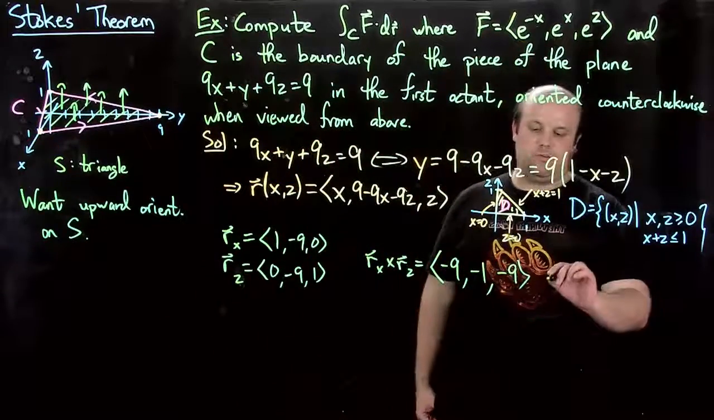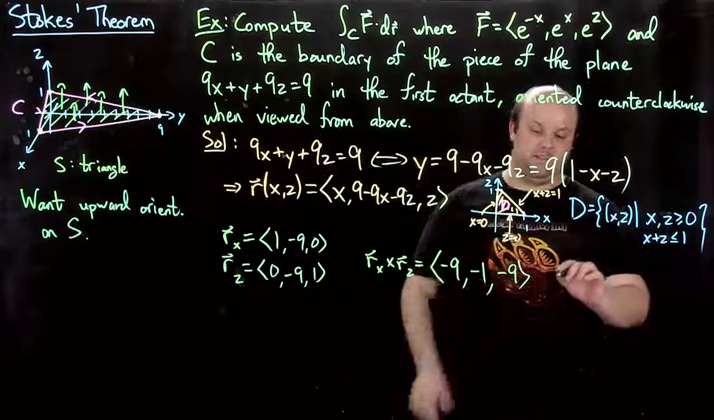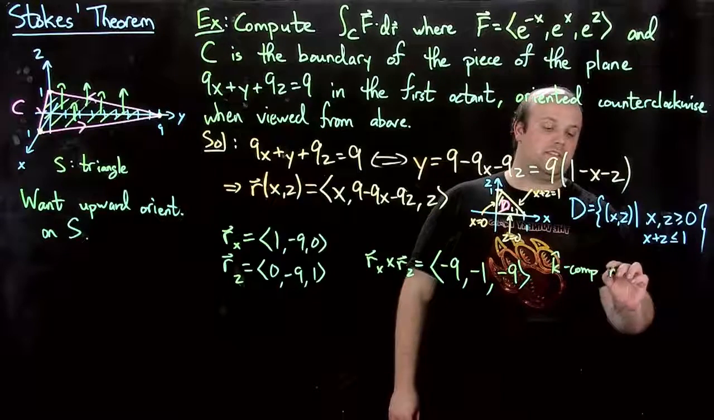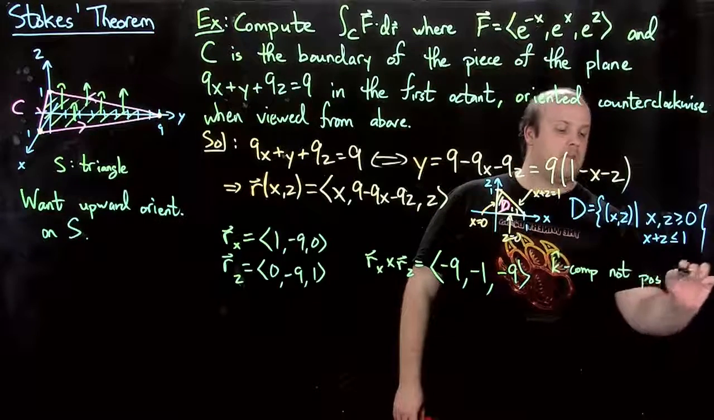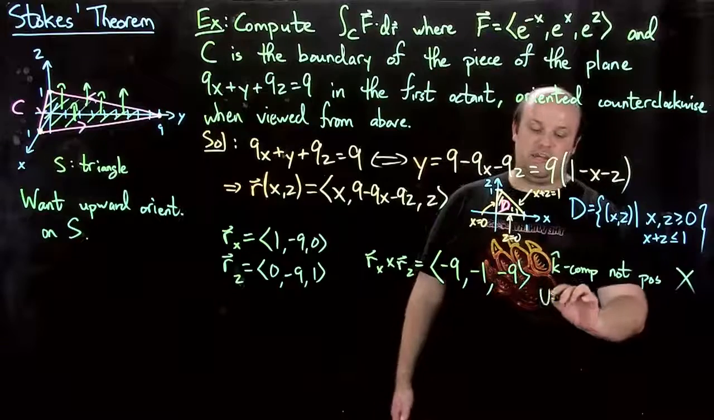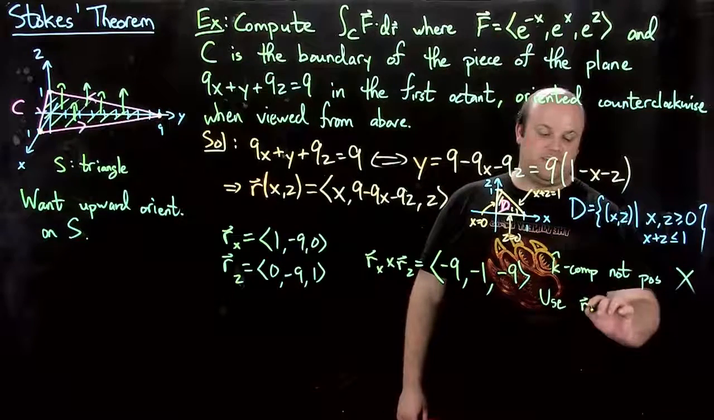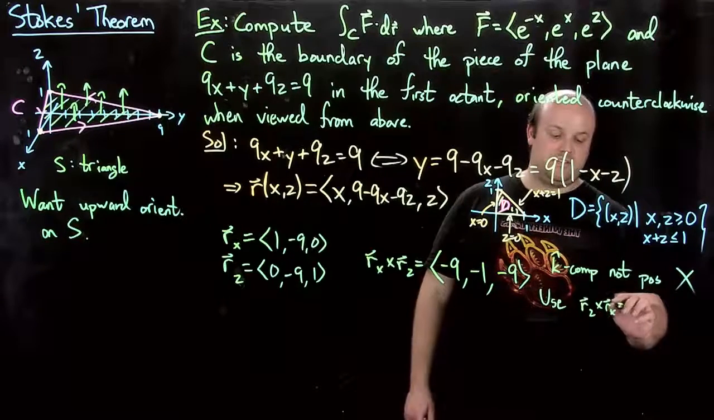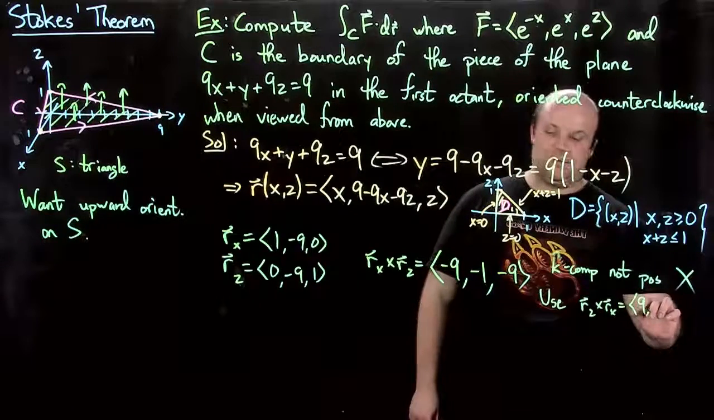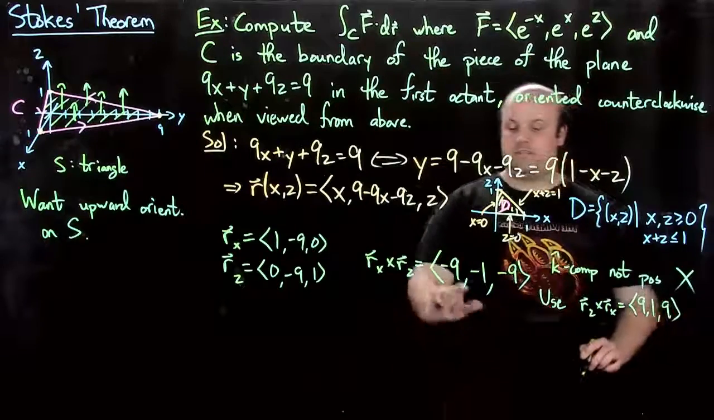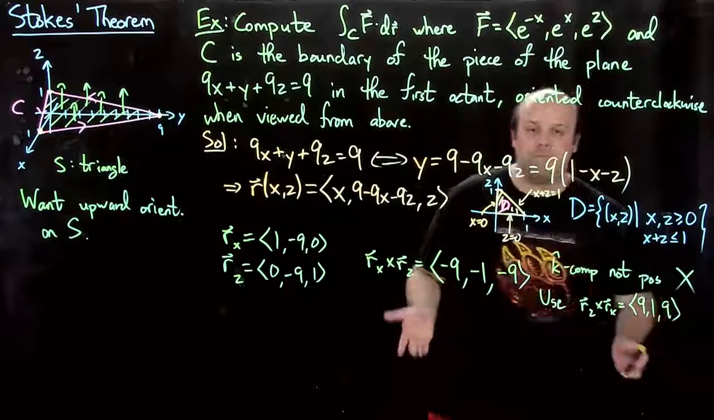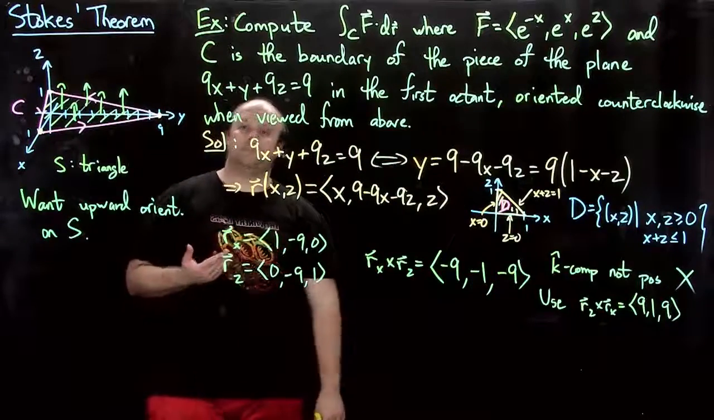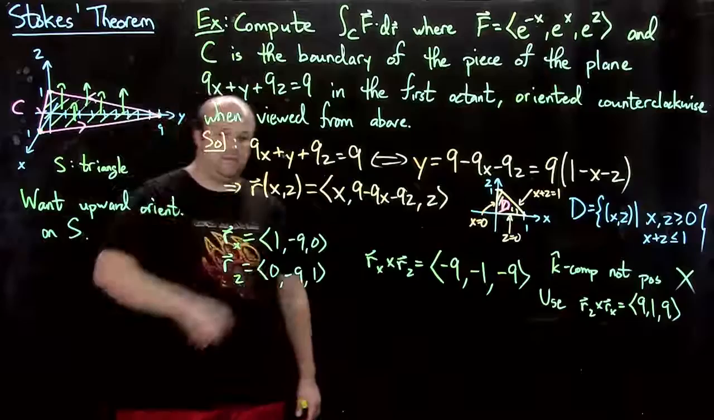Okay, because we want positive z, so let's say the k component is not positive. So instead we use Rz cross Rx, right? And that one literally is just 9, 1, 9. We just multiply this by negative 1. All right, now to use Stokes' theorem here, we now have to compute the curl of f, right?